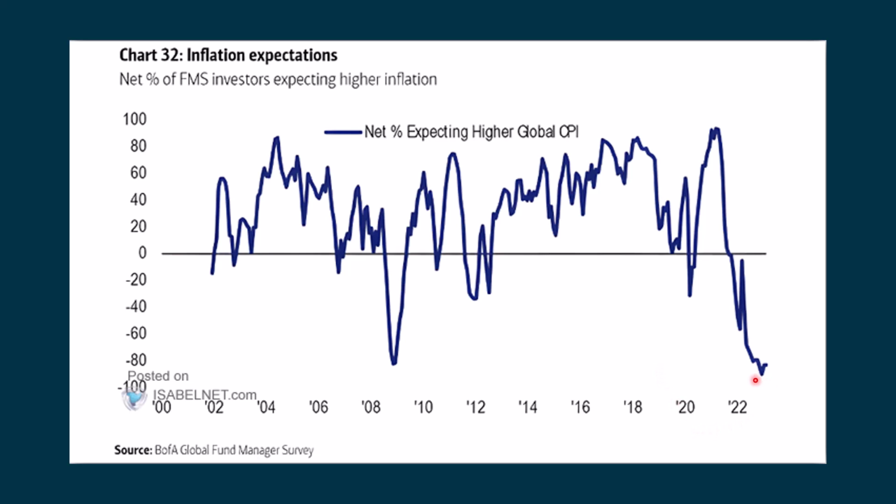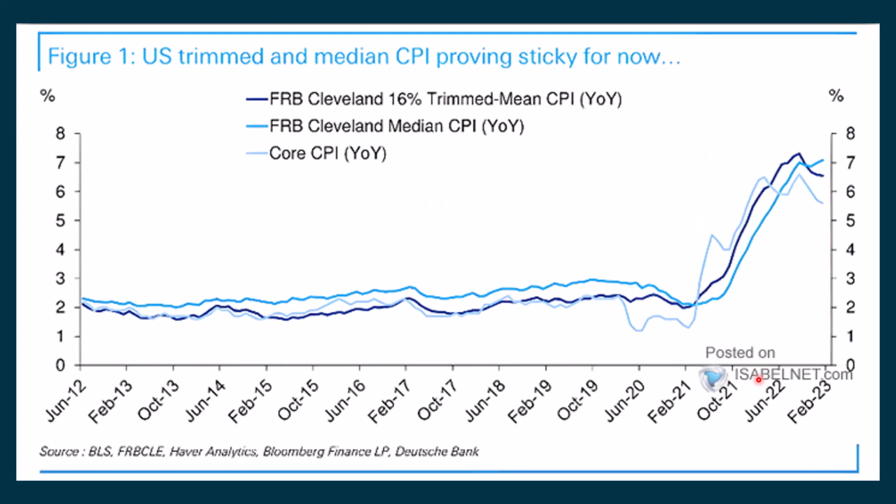Looking at inflation, these are the expectations of inflation. A lot of people have really brought down their inflation expectations. This chart just says the U.S. trimmed and median CPI proving sticky for now. Sticky are those prices that don't change all that much. When those start to go up, they tend to hang around, where other prices just ebb and flow with what the economy's doing. Some of these are going up and some of these are going down, but overall they've really been rising over the past year.